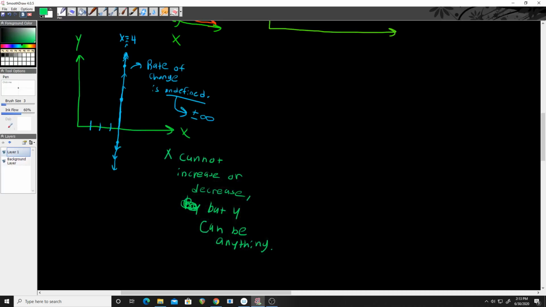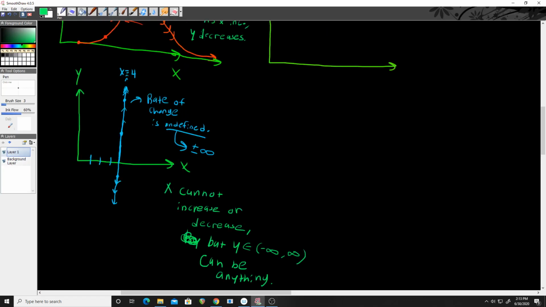All right, so let's keep talking about this. As we were saying, in the blue line here, x is 4 and 4 only. X cannot be anything but 4, but y can be anything in the world, and that means y can be any number from negative infinity to infinity. Another word about this is that the rate of change is undefined. Another way of saying that is the slope is infinite.